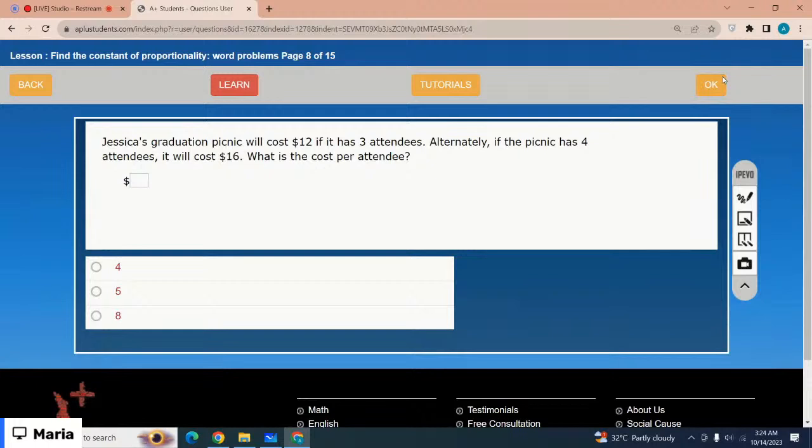Okay, the next one is Jessica's graduation picnic will cost $12 if she has 3 attendees. Alternately, if the picnic has 4 attendees, it will cost $16. What is the cost per attendee? Which is the correct option? Which option is the correct one?